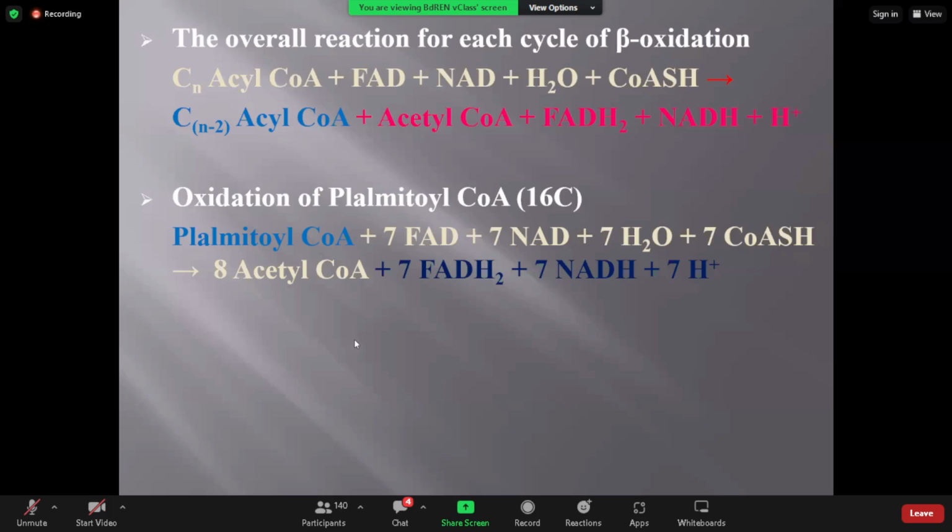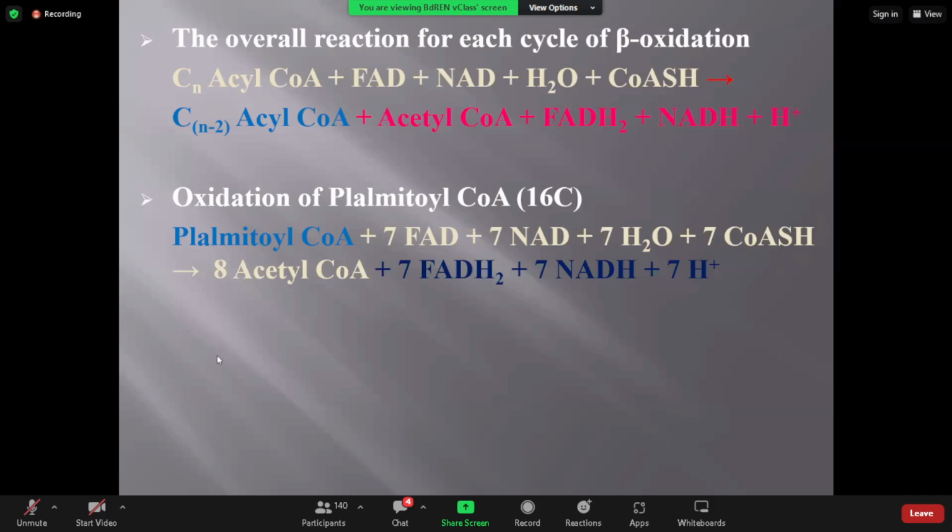So if you want to calculate the energetics, how much ATP will be produced? 35 ATP. This contains 35. FADH2: 7 into 2, 14. NADH: 7 into 3, 21. It is 35. But what about this one? This is the TCA cycle.